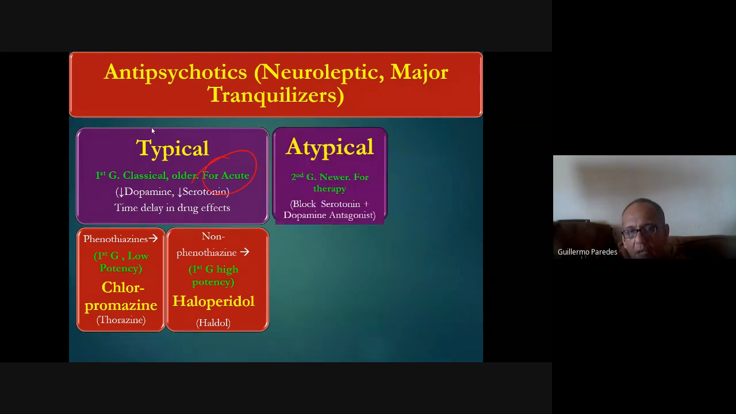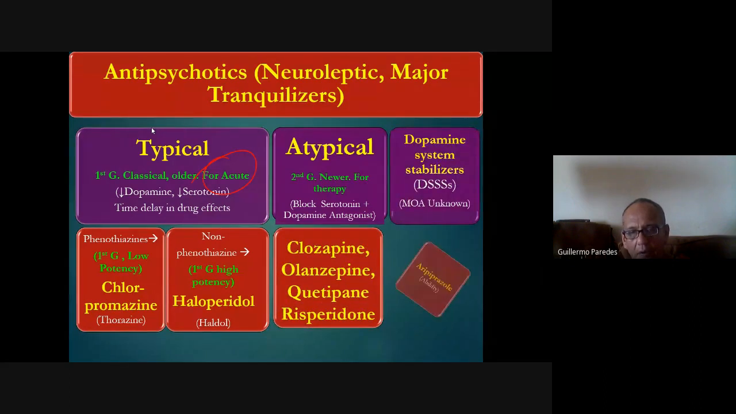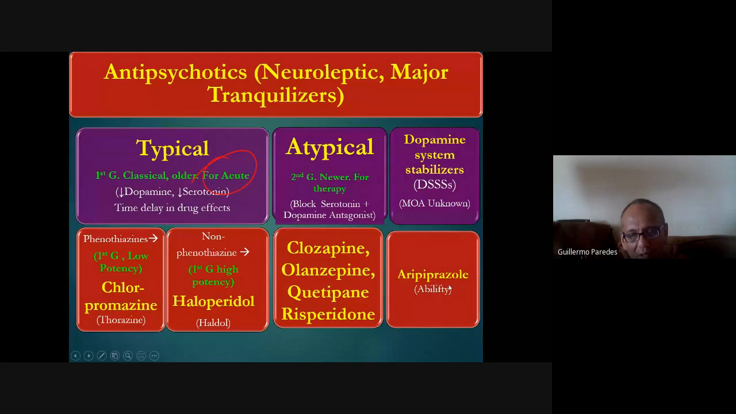Acute episodes. Then we have the atypical ones: clozapine, olanzapine, quetiapine, risperidone, and aripiprazole. Somebody can make a mnemonic here. Let's keep going. For the typical, haloperidol or Haldol can lead to extrapyramidal symptoms, and we have neuroleptic malignant syndrome, which is characterized by high temperature and can produce death of the patient. We are going to see a few slides specifically on that.